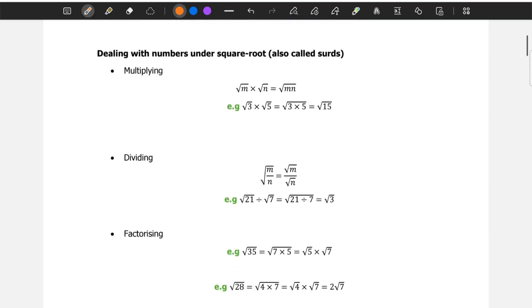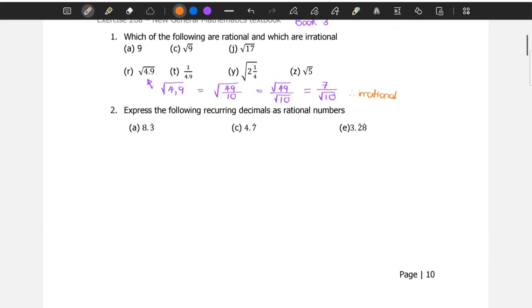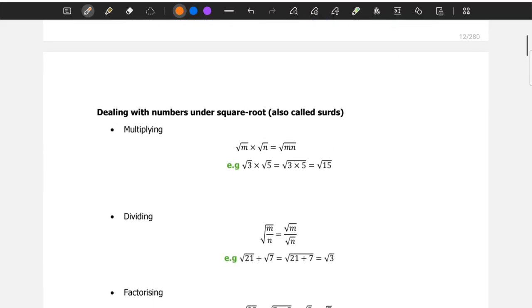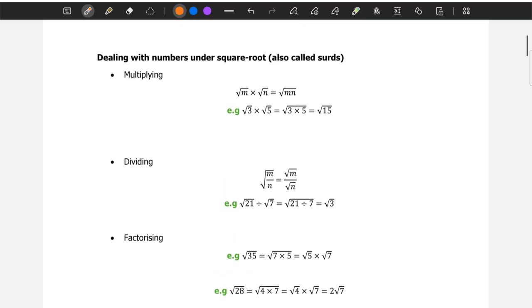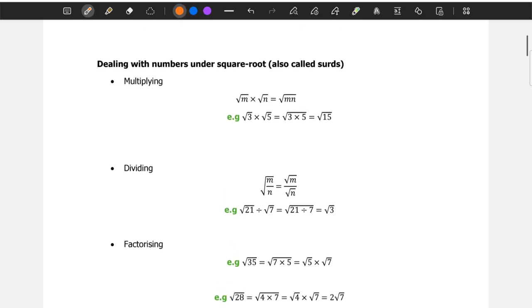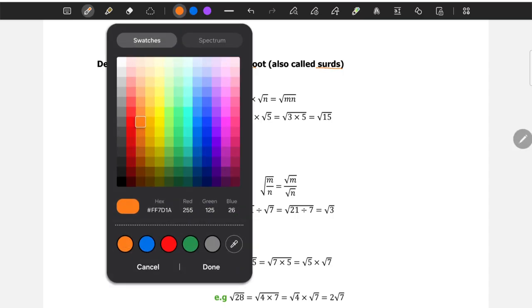So at the same time, like I mentioned, for example, the example that I showed you here, where you're dealing with square roots, which also go into rational and irrational numbers, there are different mathematical operations that work around using square roots. So dealing with numbers under the square root, which are also called surds, when you're multiplying, for example, if you have square root of m times square root of n, it is the same as putting both under the square root sign. So that becomes square root of m times n under the same square root.